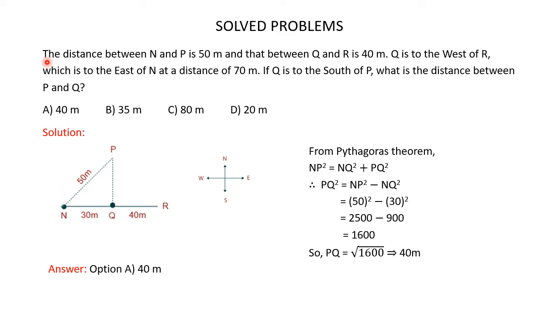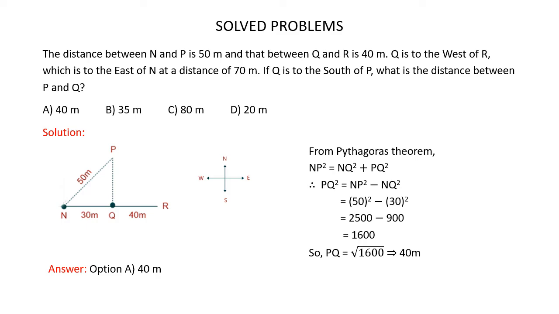The distance between N and P is 50 meters and that between Q and R is 40 meters. Q is to the west of R, which is to the east of N at a distance of 70 meters. If Q is to the south of P, what is the distance between P and Q? You are given 4 options here and you have to find out which of these options is the correct one.